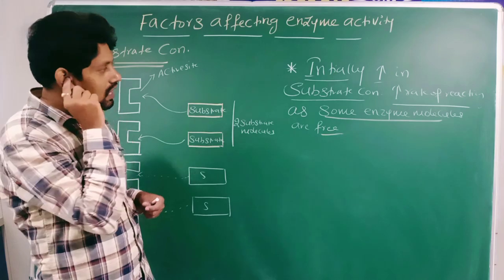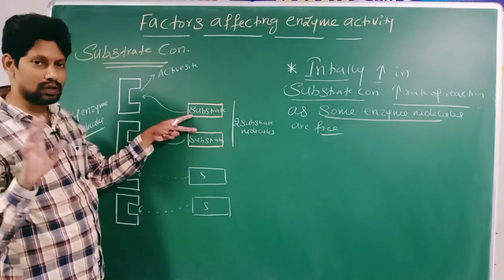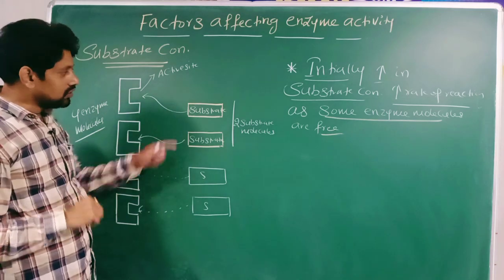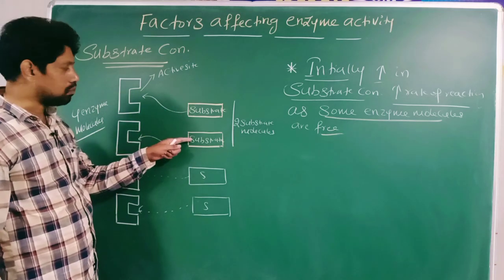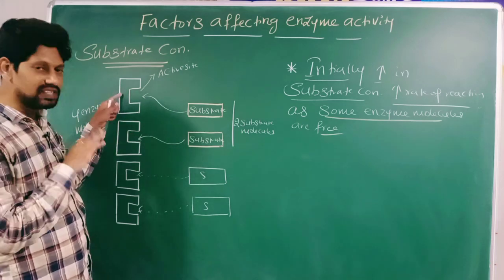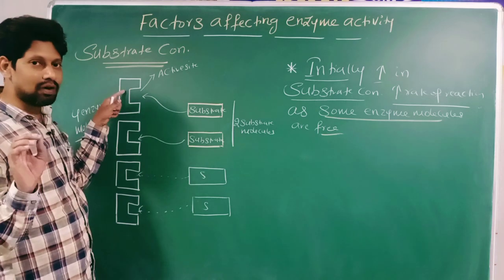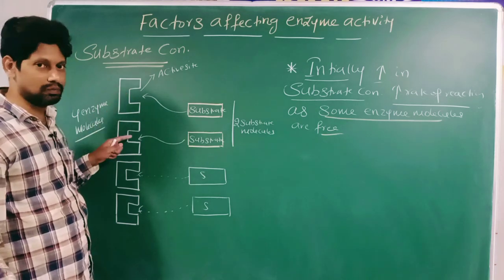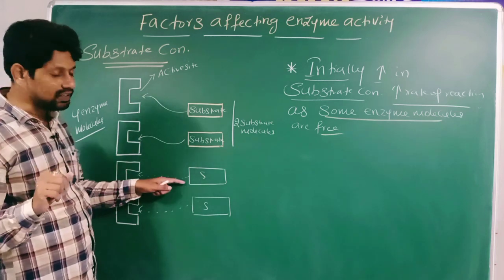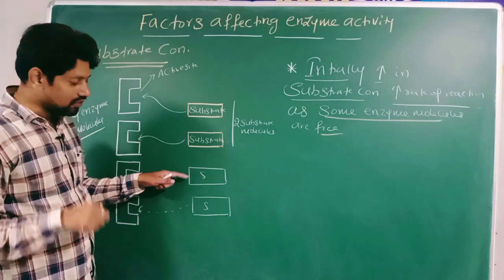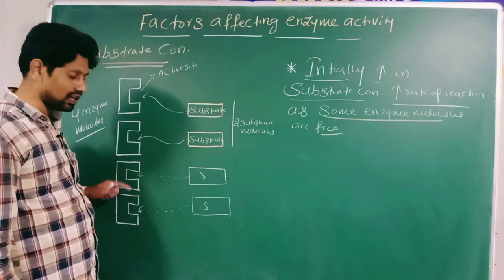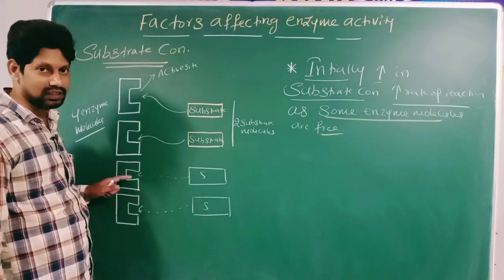Now listen to the statement. Initially only 2 substrate molecules are there, having 4 enzyme molecules. These 2 substrate molecules bound to the active sites of 2 enzymes. It means in this case 2 enzyme molecules are saturated with substrate molecules. Still 2 enzyme molecules are free. So we increased the substrate concentration. These 2 substrate molecules bound to the active sites of these 2 enzymes.